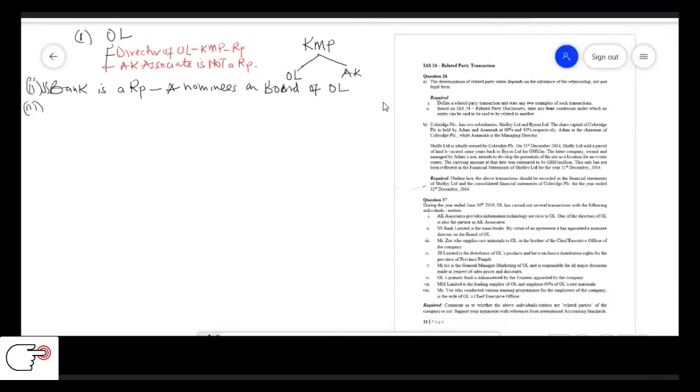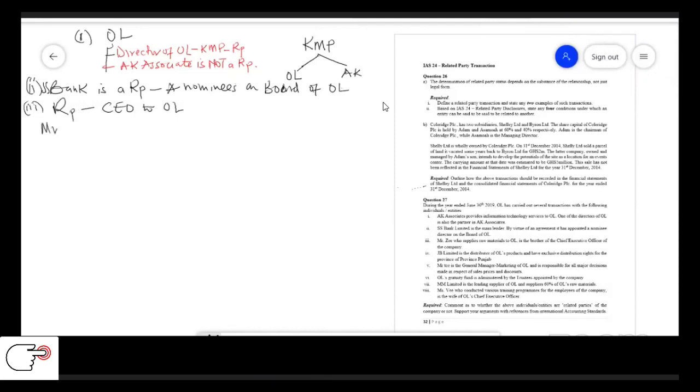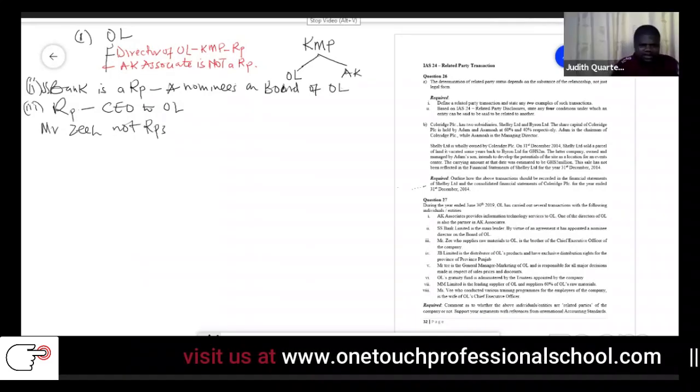Three. Mr. Z, who supplies raw materials to OL, is the brother of the chief executive officer of the company. This is not a related party. Who and who are not related parties? Mr. Z is not related. The CEO is a related party to OL, right? Yes, sir. But Mr. Z is not a related party.